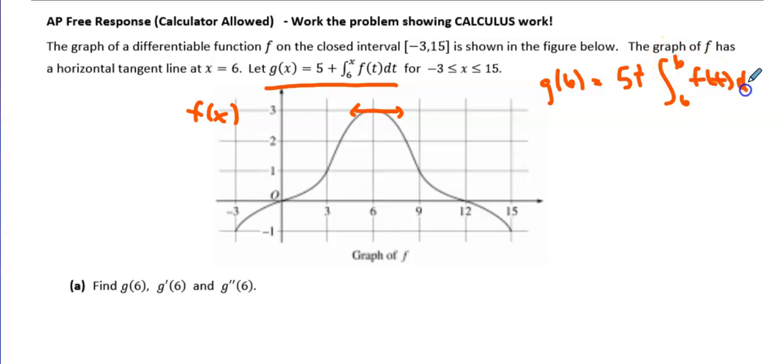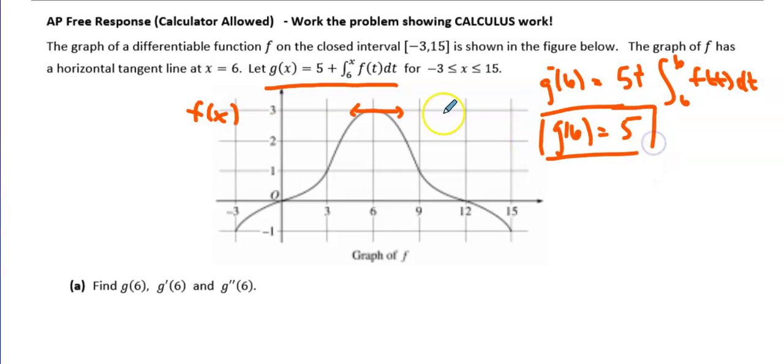So one of the properties you guys learn here is if I'm integrating from 6 to 6, or 5 to 5, or 4 to 4, whatever, this is 0, right? There's no area here. There's no total change from 6 to 6. So I know that g of 6 is simply going to be equal to 5. So there's our first little part.